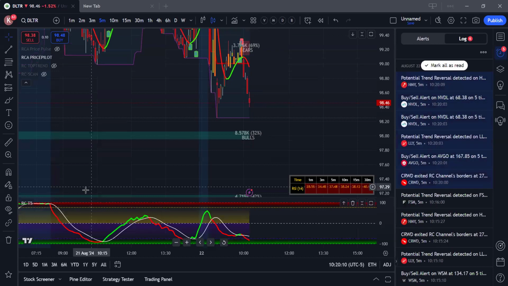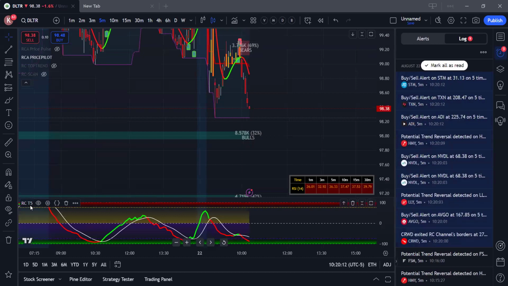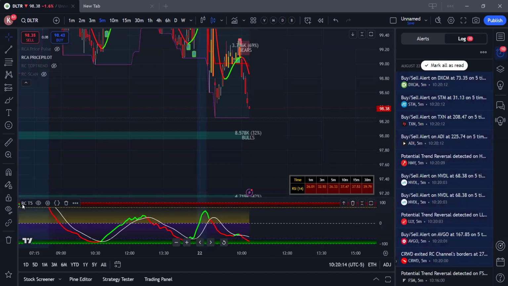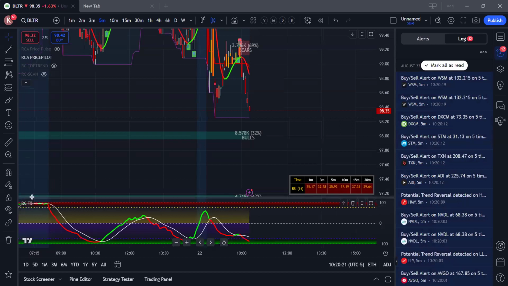Right. So I just added one more, right? So we have multiple indicators. You don't need to use all indicators, but when more indicators are giving the same signal, it will give you more confidence, right? You can go with a bigger position size.